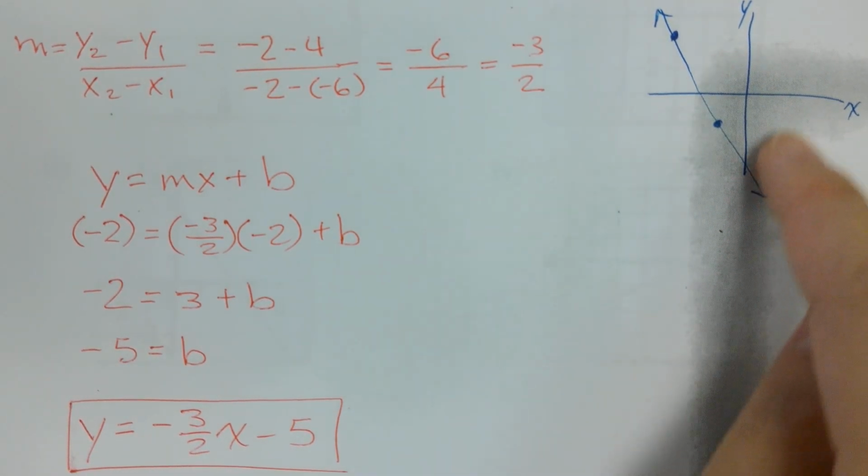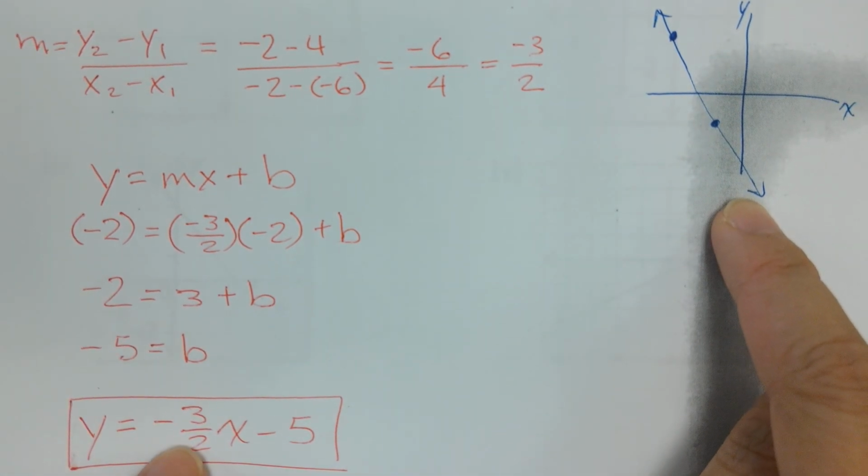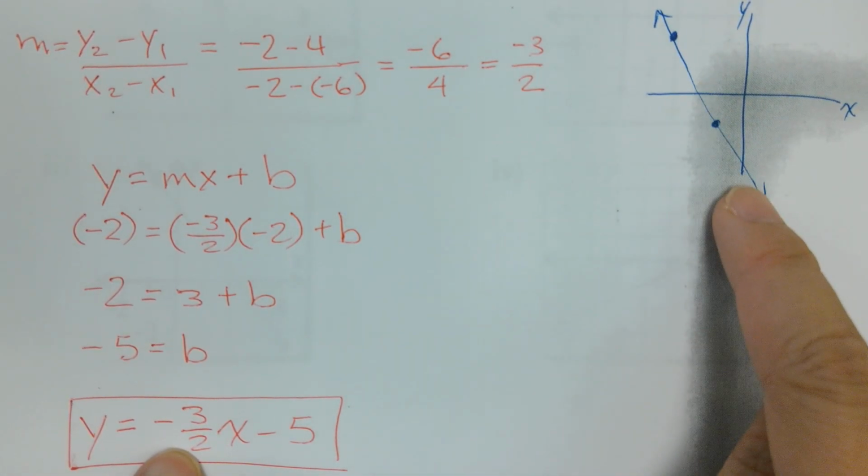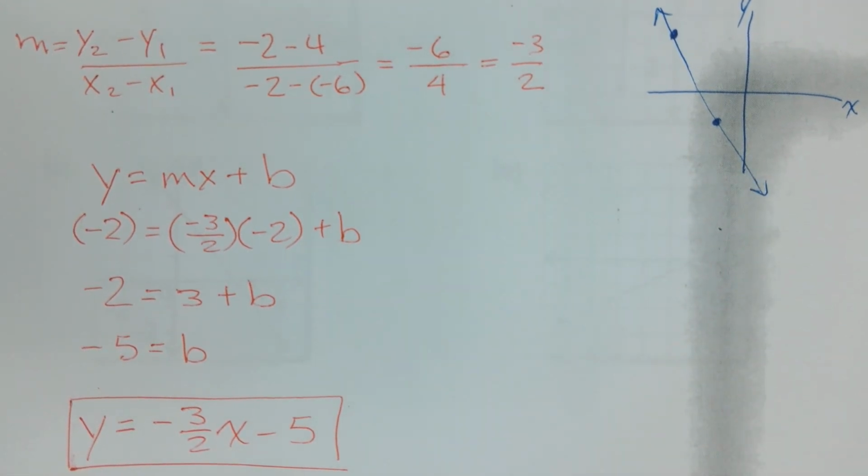And that's what I was saying. With this little sketch, with this 10-second sketch, my slope is negative, looks good. My y-intercept is negative down here, looks good. So I'm 99.9% sure I got this right on the test. Okay. And that's today's lesson.